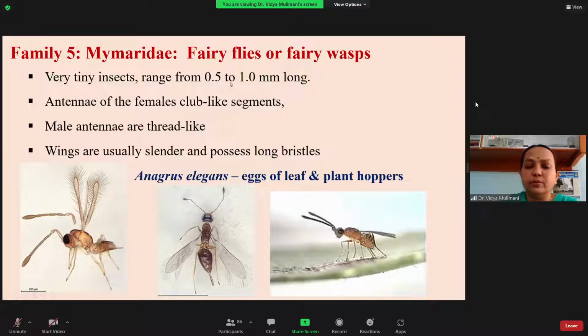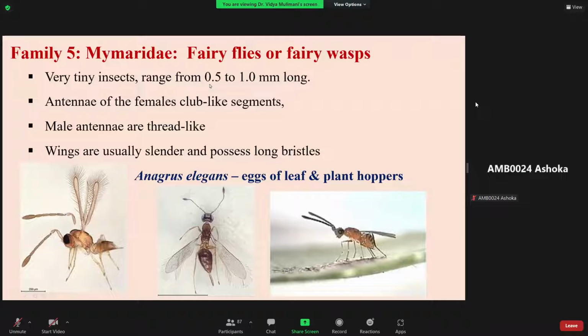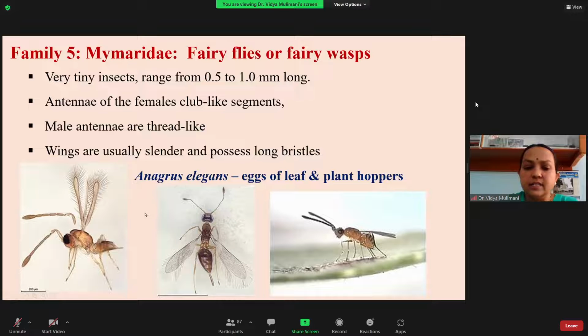Because of their beautiful appearance, they have been called fairy flies. They are the smallest insects, very tiny, ranging from 0.5 to 1 mm, and some even as small as 0.25 mm. The antenna of the female is club-like. You can see here, this is the female.